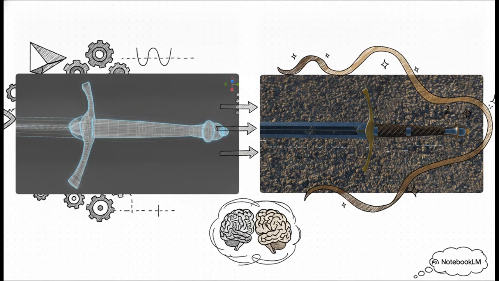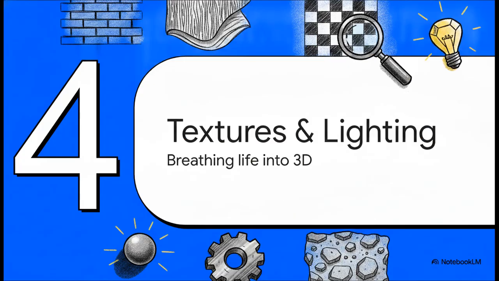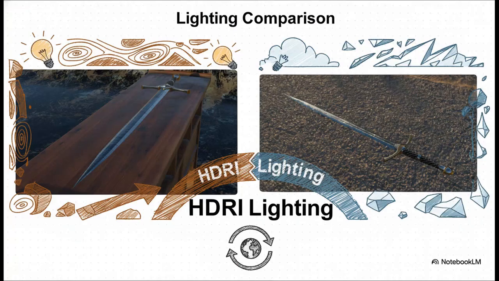All right, Section 4, Textures, Materials, and Lighting. This is where we breathe actual life into the 3D model. Now take a look at this comparison. We've got the exact same sword model here, using the exact same textures, but it behaves completely differently depending on the lighting setup. On the left, the sword is resting on a dark wooden desk.